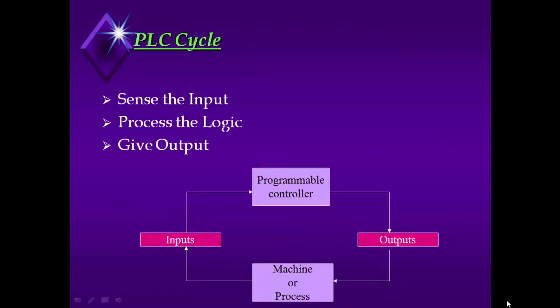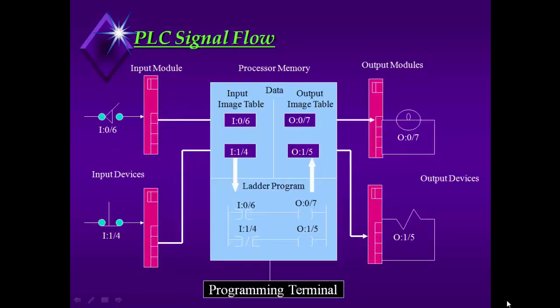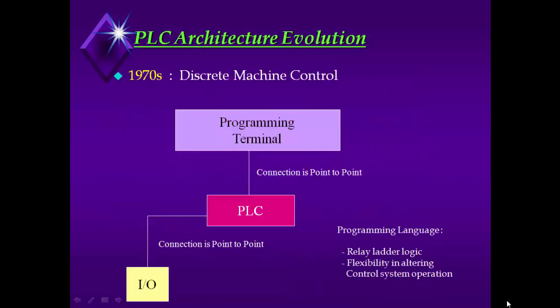PLC cycle: we have sense the input, process the logic, give the output, program, as we show in the diagram: programmable control outputs, inputs, machine or processes. PLC signal flow: we have a diagram that shows the PLC signal flow: input modules, processor memory, output modules, and input devices, later program output devices. That means a programming terminal.